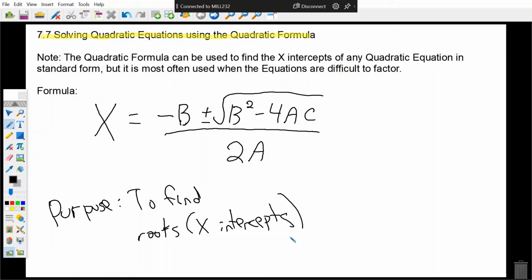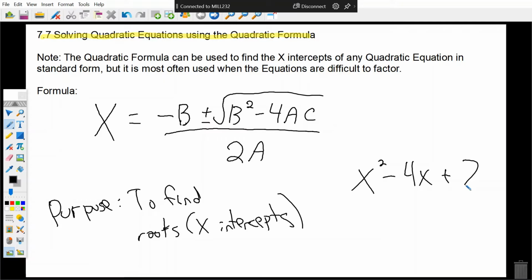For any quadratic equation, you could use the quadratic formula, but it's most often used when equations are difficult to factor. For example, if you had something like x squared minus 4x plus 7, you can't factor that, right? There's no two numbers that add to 4 and multiply to 7. So in this case, the quadratic formula is going to help you find those x-intercepts if they exist at all.